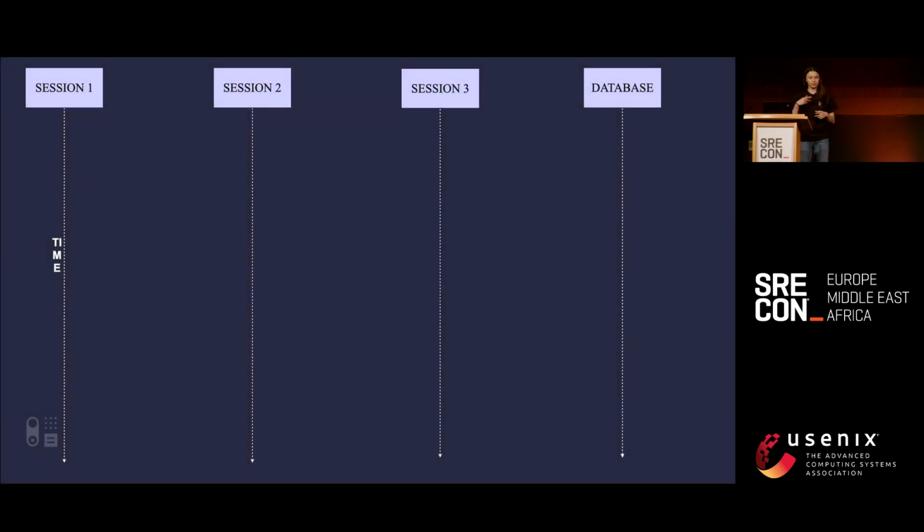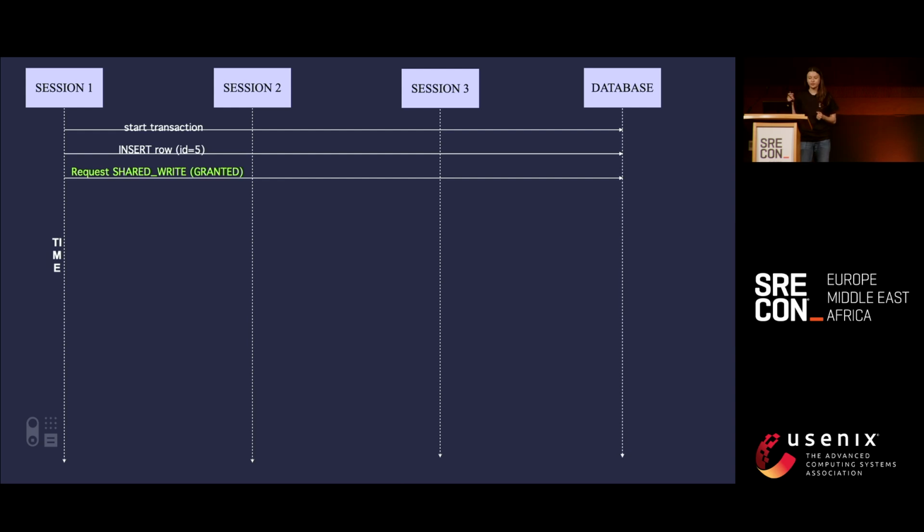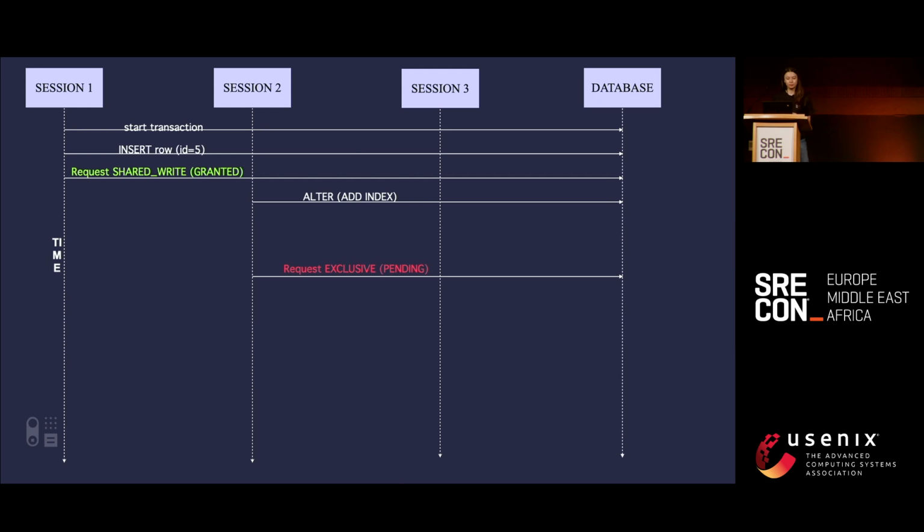What we're going to do now is to look at the queries running in sequence and some of the entries that appear in the metadata logs table as those queries run. So we're starting a transaction, inserting a row, and that will request a shared write lock on the table, which is granted, consistent with the query completing. Session two, we're altering the table by adding an index, and this one requests an exclusive lock, which is pending, which makes sense because we have to wait for that shared write lock to be released, and it can't be released until I've committed the transaction.